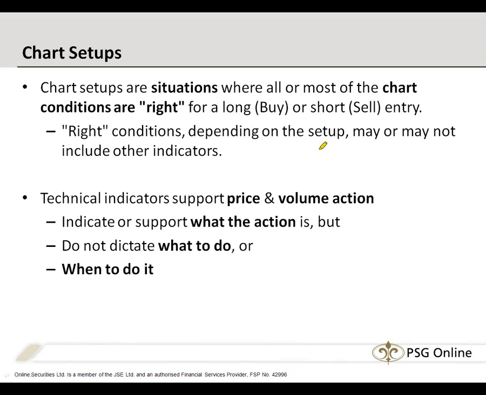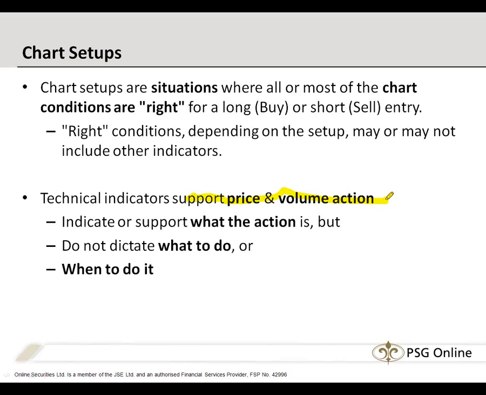So we could talk about simplified charts by looking at a normal bar chart, support and resistance, trend lines, maybe overlaid with some moving averages. That is what we call a basic chart setup, and I'm looking for a breakout from there. So we're looking at technical indicators being a secondary indicator to support price and volume action.